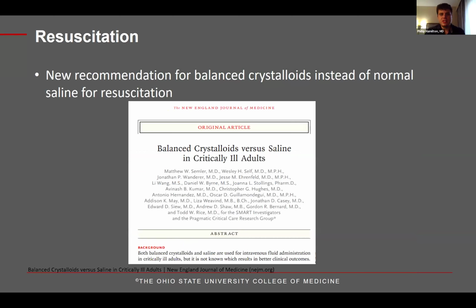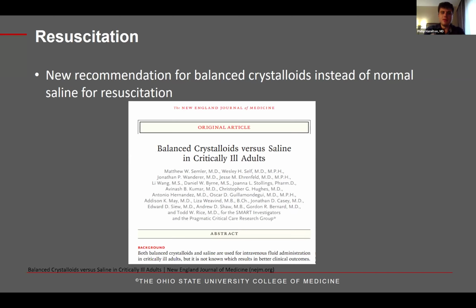One of the newer recommendations, they actually made a recommendation for a specific type of IV fluid that's new to the guidelines. It is a weak recommendation, but it's based on some evidence. This is a relatively recent article that came out in the New England Journal, looking at balanced crystalloids, meaning things like Ringer's lactate and Plasma-Lyte, as opposed to normal saline.